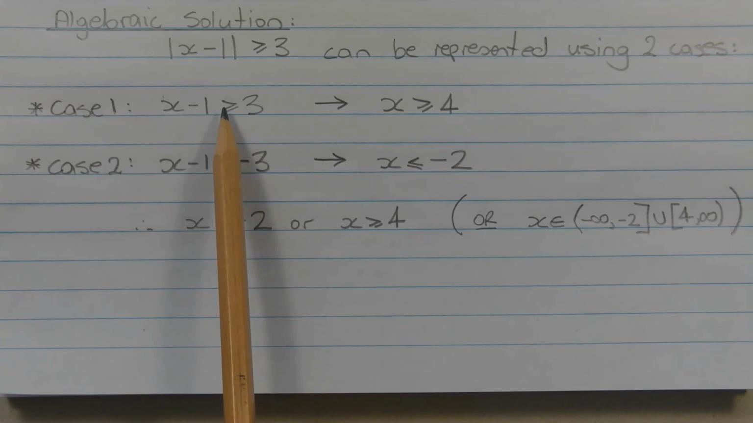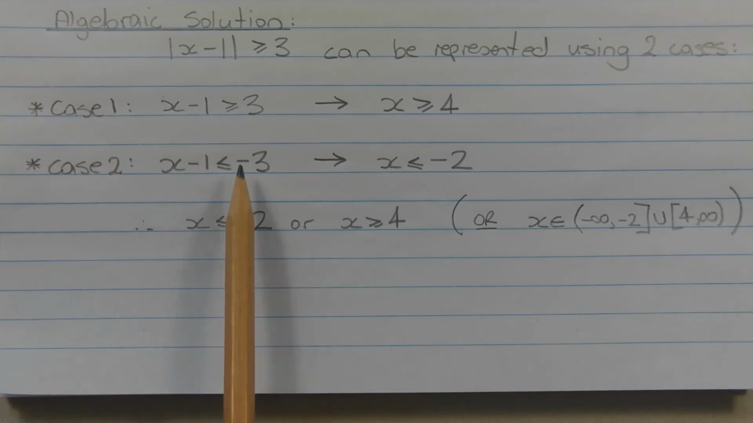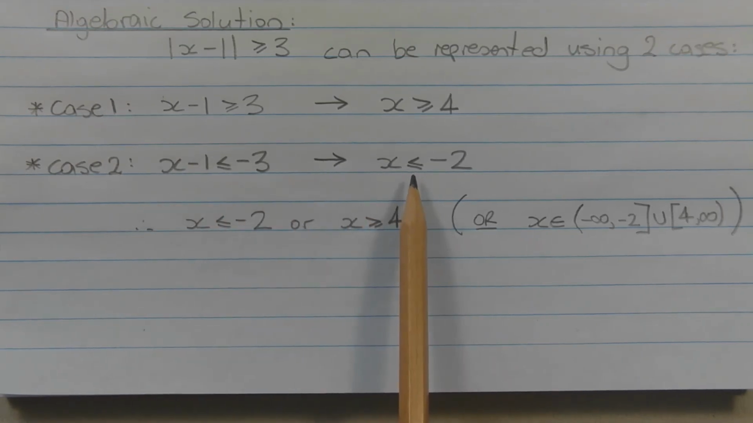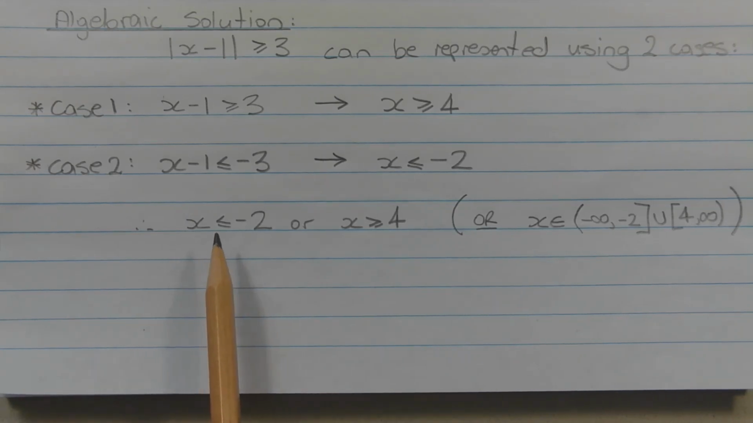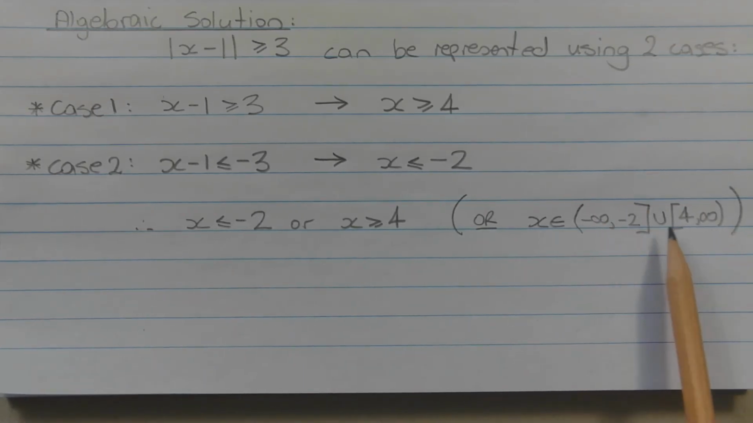Note that the inequality symbol has been flipped around and the +3 is written as -3. Adding 1 to both sides of this inequality, we get x is less than or equal to -2. Therefore, the solution is x is less than or equal to -2 or x is greater than or equal to 4. And here is the solution expressed using interval notation. Note the use of the round brackets here and the square brackets here, and the union symbol here, which represents OR.